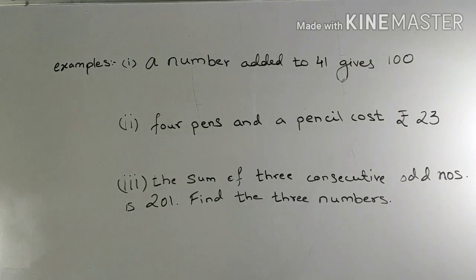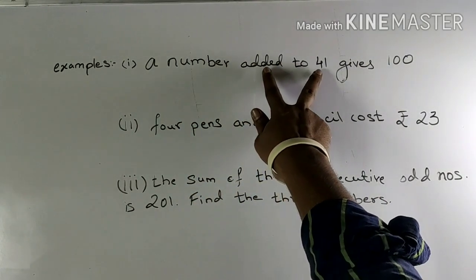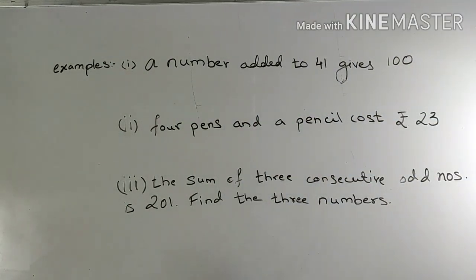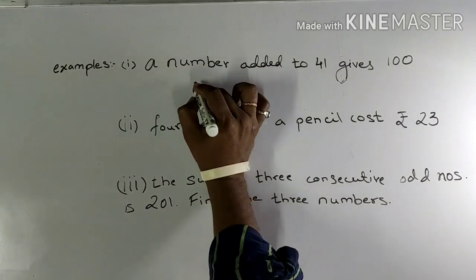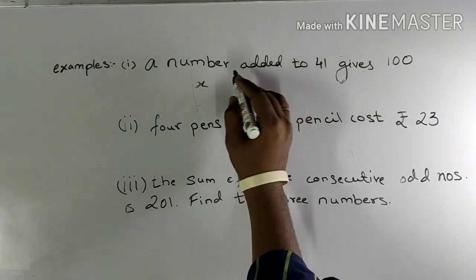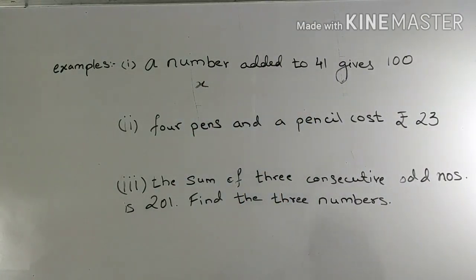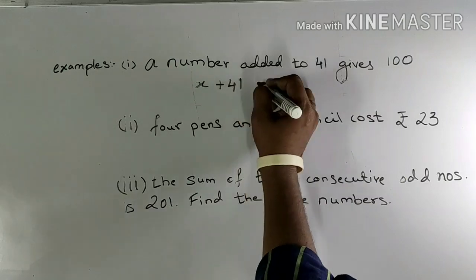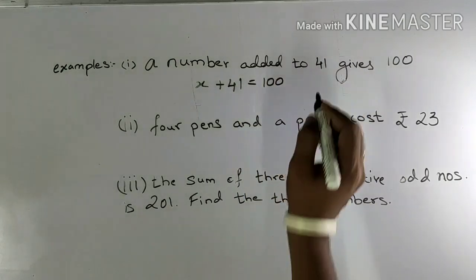Okay. So here in the first example, there is a number that gets added to 41 to give me 100. So I don't know that number. In math, one great thing is that you can substitute the unknown as a variable. So let that variable be x, and then frame an equation and then find the value of this unknown. So x when gets added to 41 gives me 100.